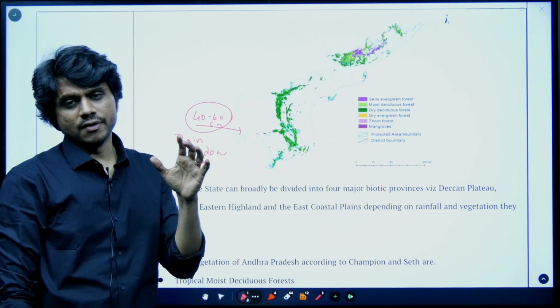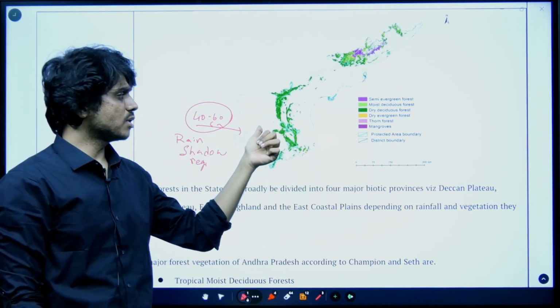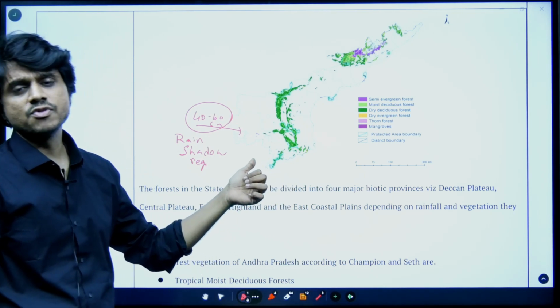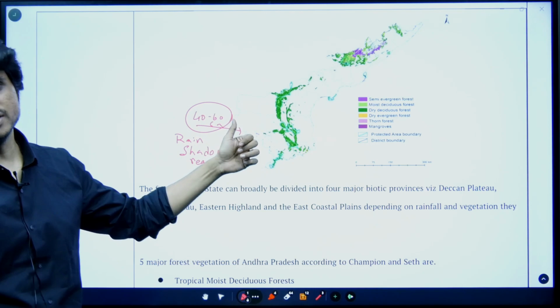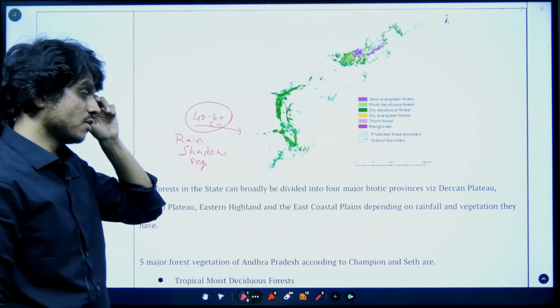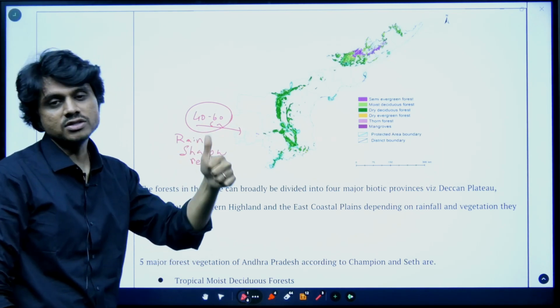There should be adequate temperature. It should not be too high or too low. Since Andhra Pradesh falls in a tropical region where the temperature varies from 27 degrees to as high as 45 degrees, it is suitable for a good amount of vegetation. The temperature factor is good for that.